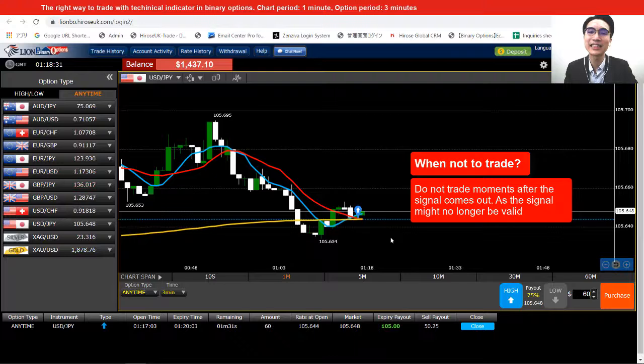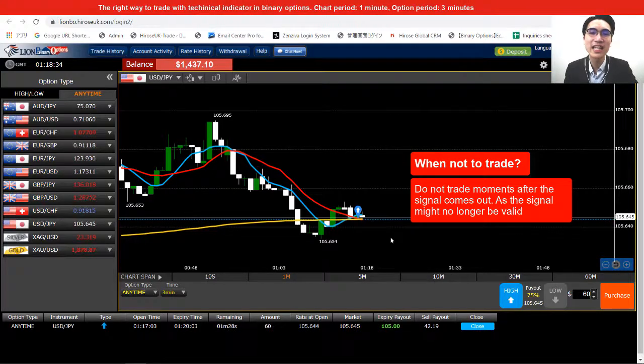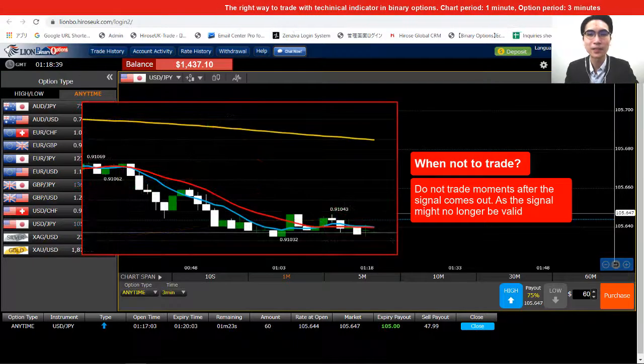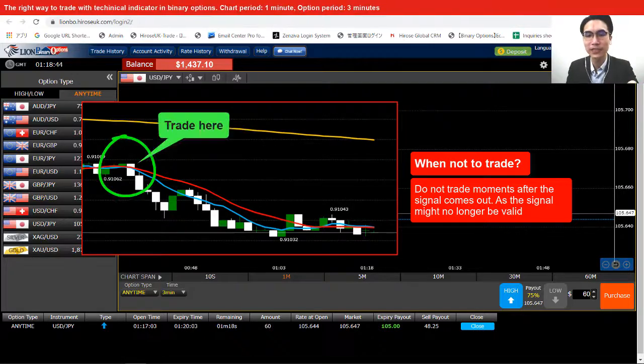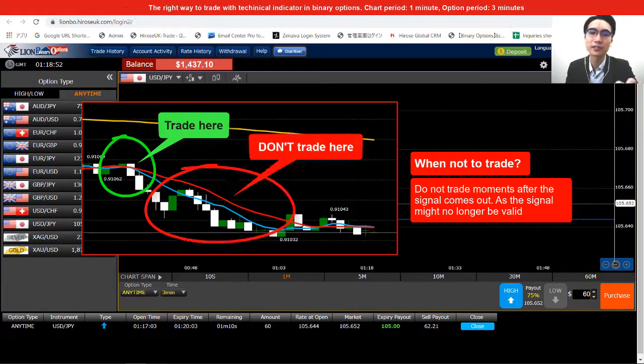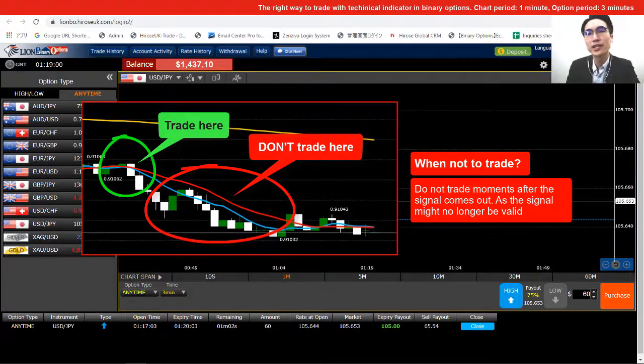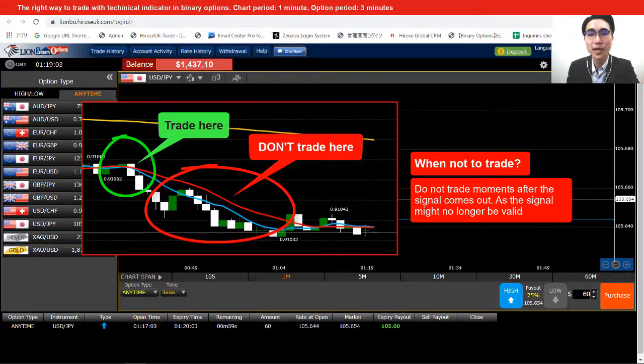A lot of people actually place an option way after the signal comes out. For example, let's say this is a downtrend, and these two simple moving averages crossover. They don't place a trade when they crossover. They place a trade after the crossover, in the middle of the price development. That is not a good timing to trade. The best timing is right after the indicator gives out a signal. That's a more accurate signal to trade with.